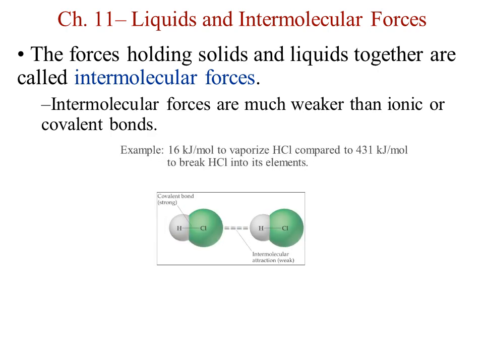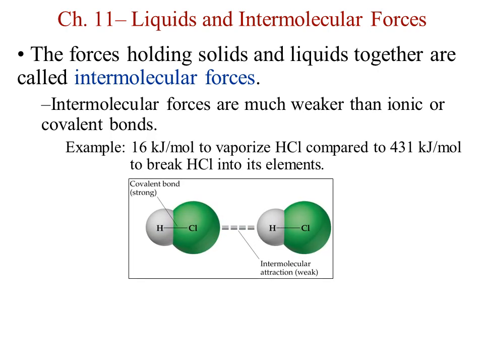So if you take a look at this diagram, you can see the strength of these intermolecular forces compared to the strength of an ionic or covalent bond. We have a hydrogen chloride particle attracted to another hydrogen chloride particle. The covalent bond is what connects the hydrogen to the chlorine, and that takes 431 kilojoules to break that bond. And we're looking at the intermolecular attraction being a lot weaker. It only takes 16 kilojoules to separate one particle from another. So the intermolecular forces are what allows particles to condense into liquids or to freeze into solids.